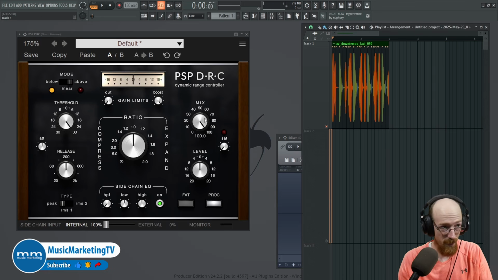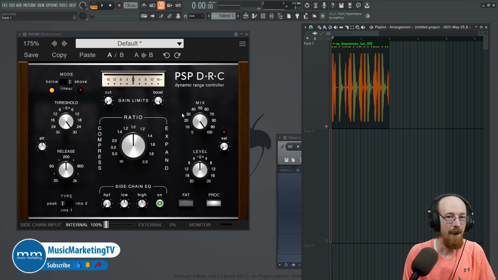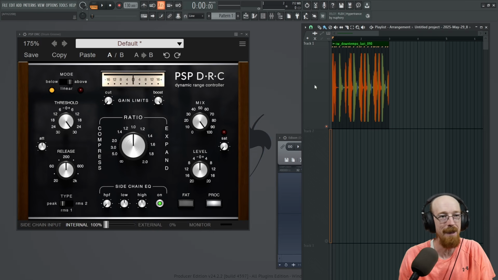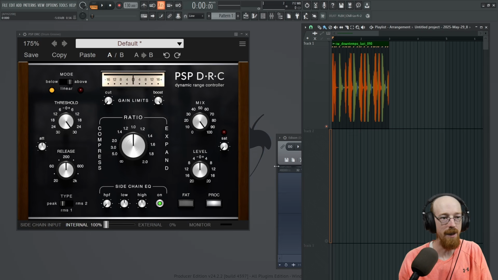A lot of plugins, compressors, or dynamic EQs do this a lot too. They just leave out the upwards mode. Upwards compression in particular is one I constantly want, and it's just not in there. We're going to be using this loop. And let's go ahead and dive right in.